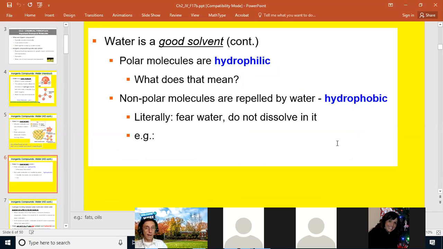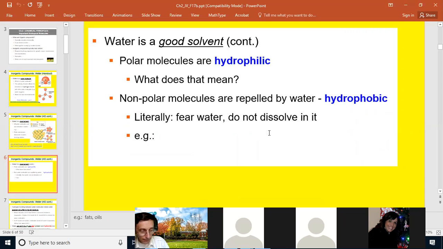Polar molecules are hydrophilic. And what does that mean? It means literally love water. So polar molecules love water, meaning they will dissolve in water. Non-polar molecules are repelled by water. We use the term hydrophobic, which literally means fear of water. Philic, love water. Phobic, fears water. And nonpolar molecules do not dissolve in water.